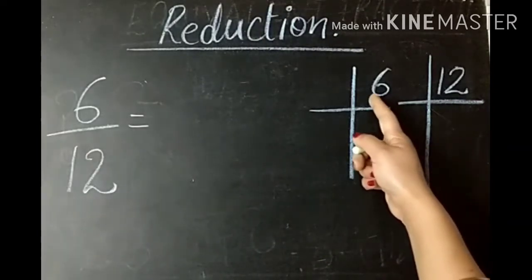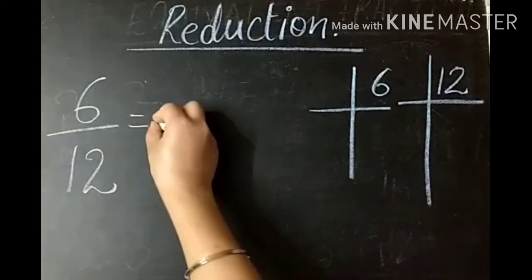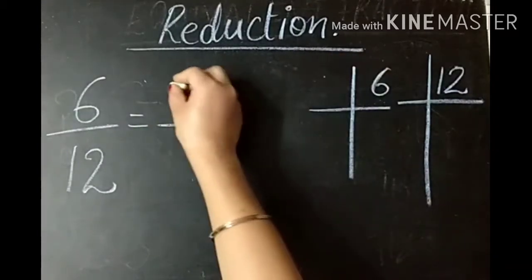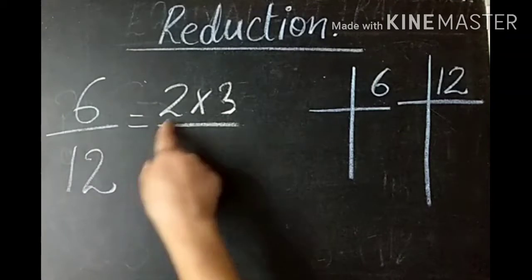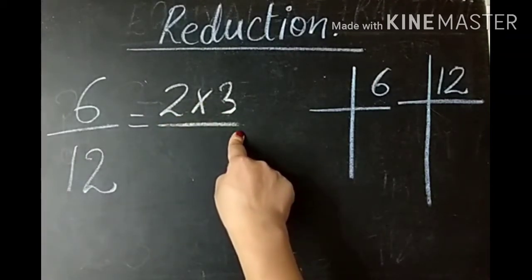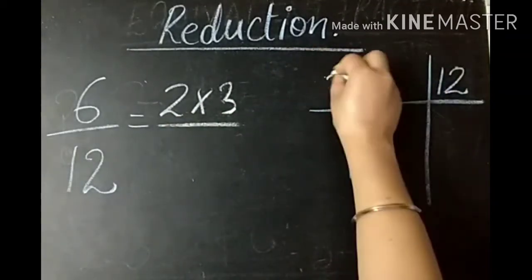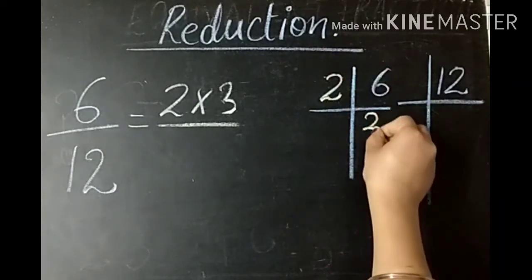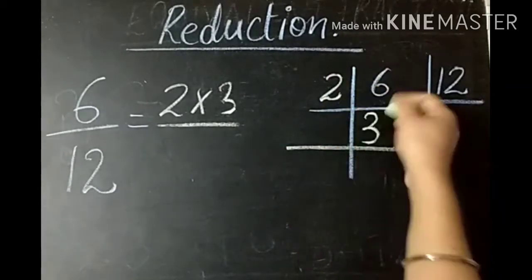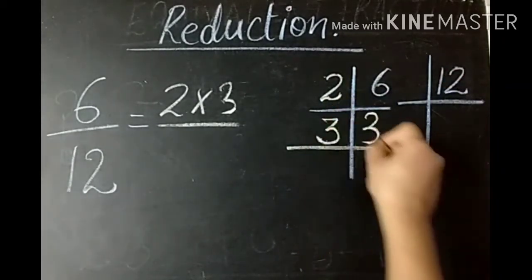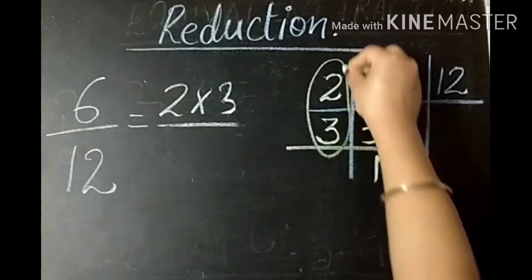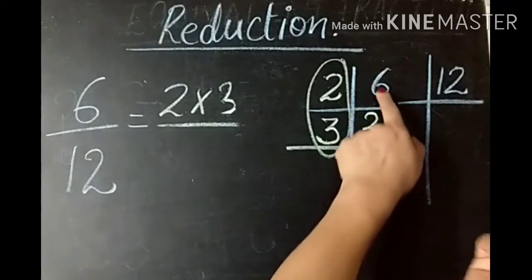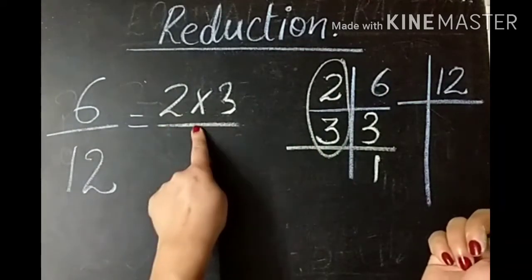So to find out the prime factors of 6, we'll say 2 3s are 6. 2 is also a prime factor and 3 is also a prime factor. How did we find it? We divided 6 by 2. 2 3s are 6 and 3 1s are 3. So these are the prime factors, meaning 6 is made up of 2 times 3.